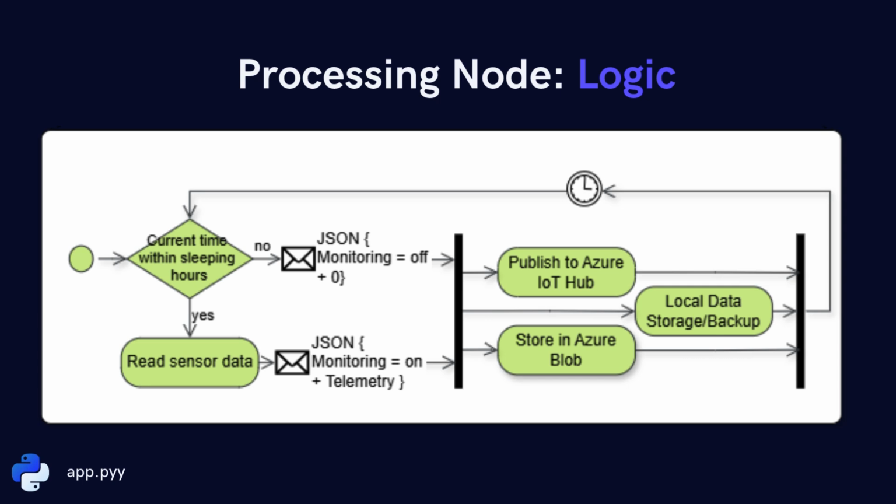This JSON message will then be sent to Azure Blob as a file, and will also be stored locally as a backup. This will also be sent through Azure IoT Hub to the Functions app, where it will actually be analyzed or processed, and it will be checked whether the value sent exceeds any of the thresholds.